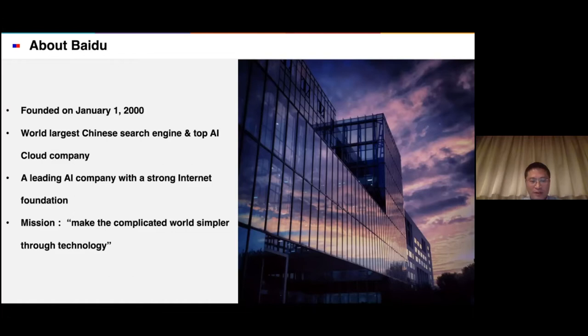Baidu is also the leading AI company with a strong internet foundation. Baidu is one of the very few companies in the whole world that offer a full AI stack, encompassing an infrastructure that consists of AI chips, deep learning framework, core AI capability, as well as an open AI platform to facilitate wide application and usage. Baidu's mission is to make the complicated world simpler through technology.